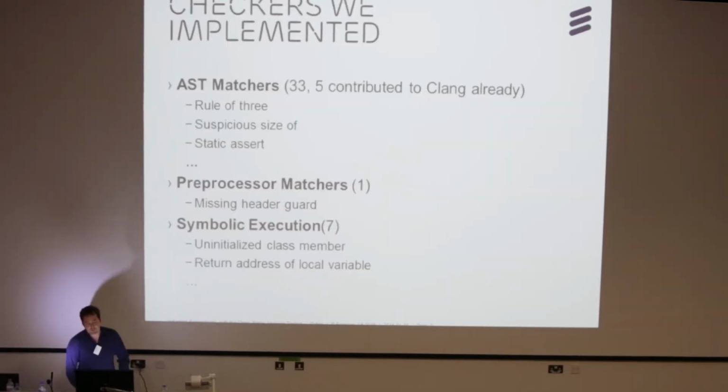So what we have done, we implemented some AST matchers, like 33, and we contributed 5 already to Clang. However, we didn't want to try to commit all the checkers at once to the community, but we would like to commit them gradually to give time to review and ensure the quality and so on. So we created some preprocessor matchers and some symbolic execution checkers.